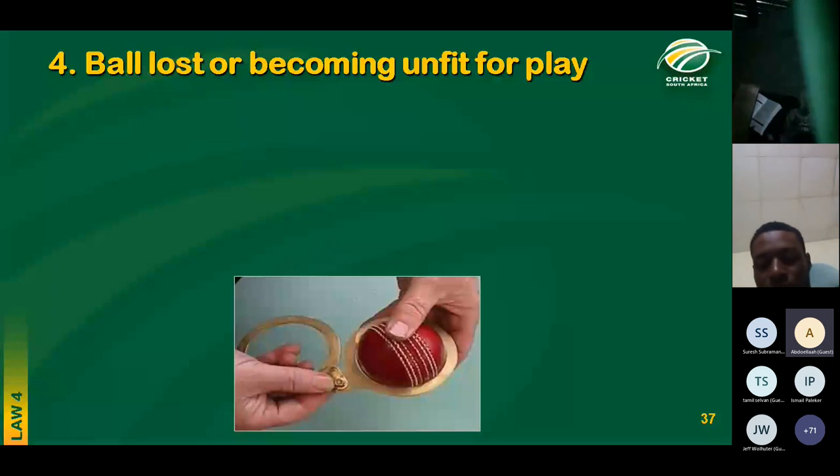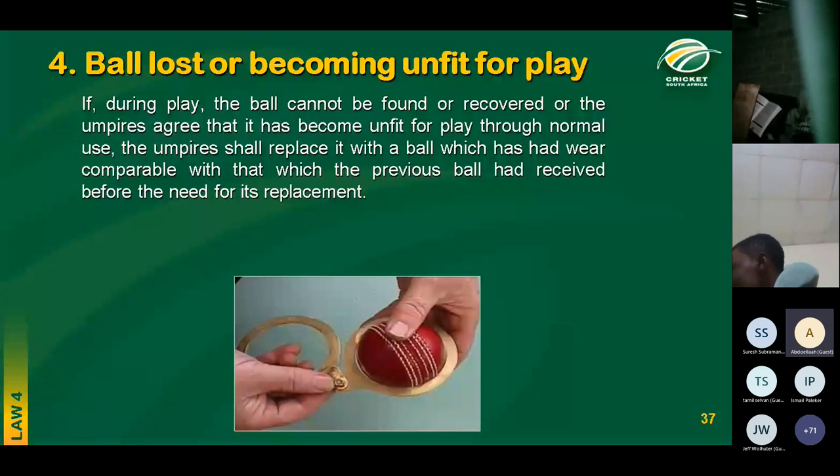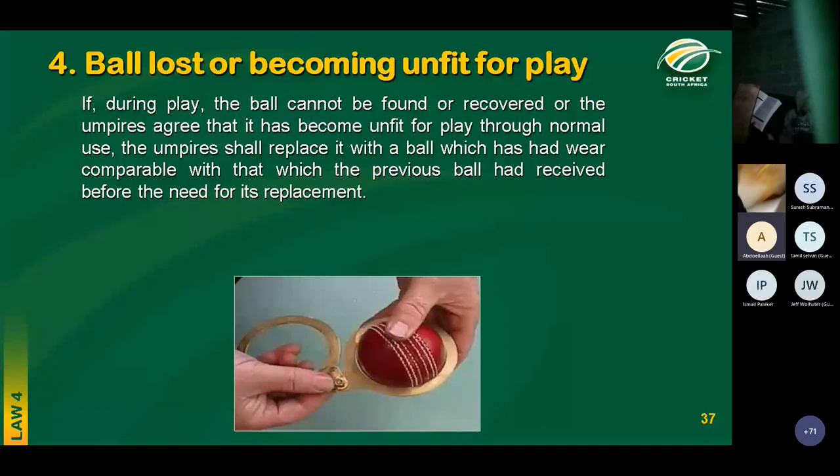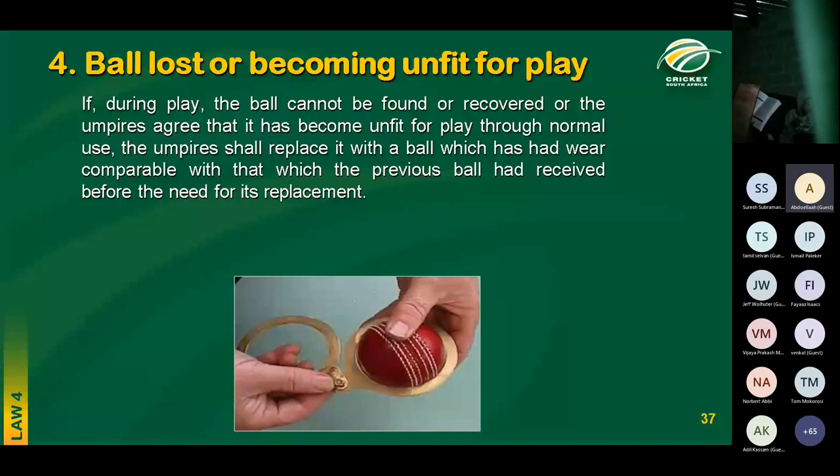What you need to do as an umpire, if the ball becomes lost, an example is at the one field here in Cape Town, there's a river right next to the field, and quite often the ball gets hit into the river. That ball is lost. So then that ball needs to be replaced. Or a ball might become unfit for play. When can a ball be unfit? Maybe out of shape. Maybe the seams are starting to get a bit loose. In those instances, the ball also needs to be replaced.